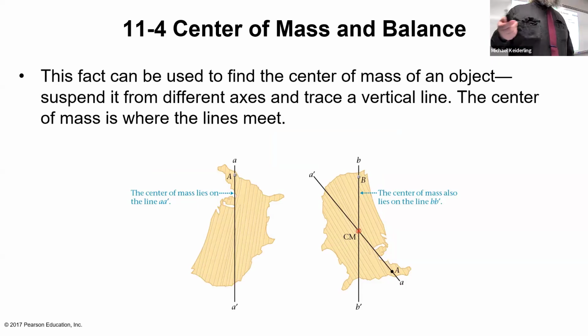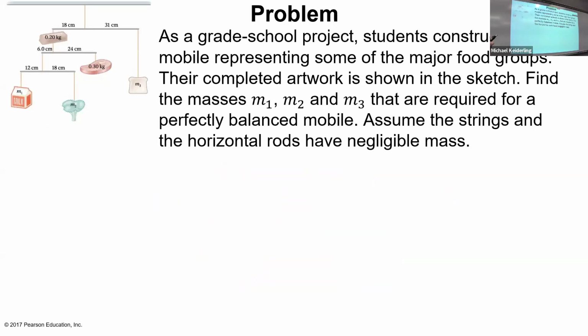We did this in the lab on stability. So the center of mass is where the lines meet. If you dangle something down, we draw a line here, then we dangle it at another point, we draw another line here, and where they meet is the center of mass. So for center of mass, where things are balanced, we're balancing torque.